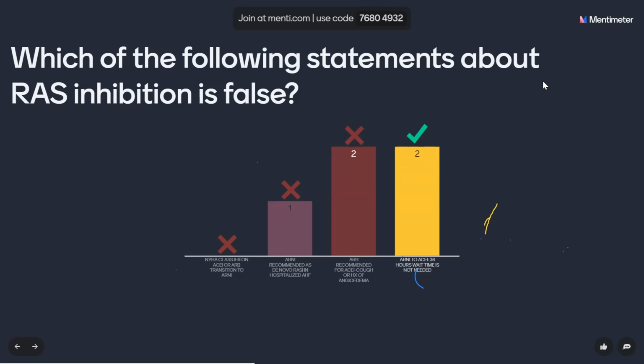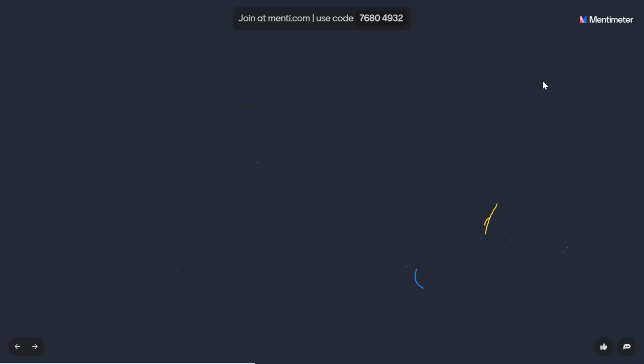All right. So the answer was that the false statement was that you do not need 36 hours of wait time when transitioning from an ARNI to an ACE inhibitor. I think everybody knows that when you're going from an ACE inhibitor to an ARNI, you have to wait 36 hours between doses. But probably less well known is that if you're going the other way around, say, for example, somebody's not tolerating the ARNI and you want to put them on an ACE inhibitor, you also need to wait 36 hours before you start that ACE inhibitor.